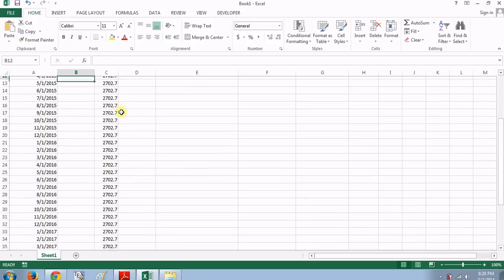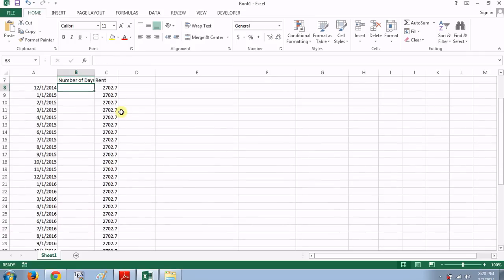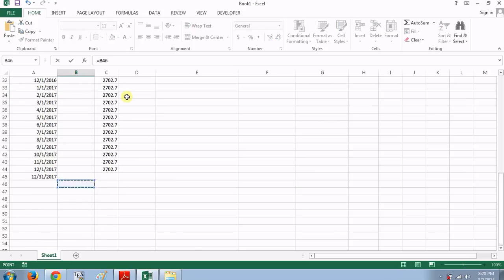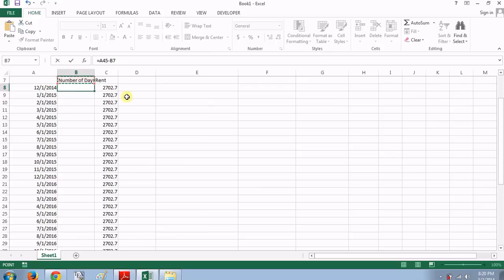Because that is the end date of the project. So if instead of paying $2,702.7 on the 1st of December, I went ahead and deposited this amount in one of the investment options, that would gather interest for how many days? I'll let Excel figure that out for me. That minus that. So that will gather interest for 1,126 days.